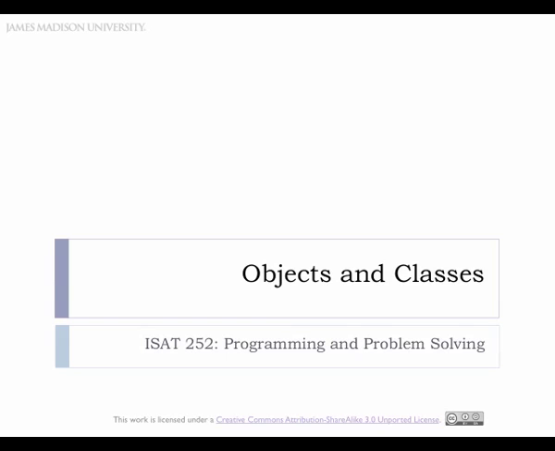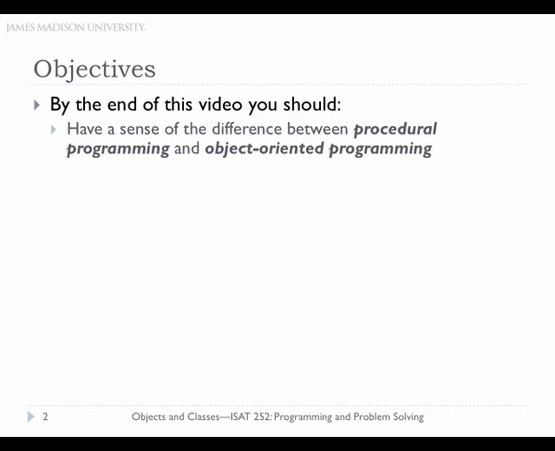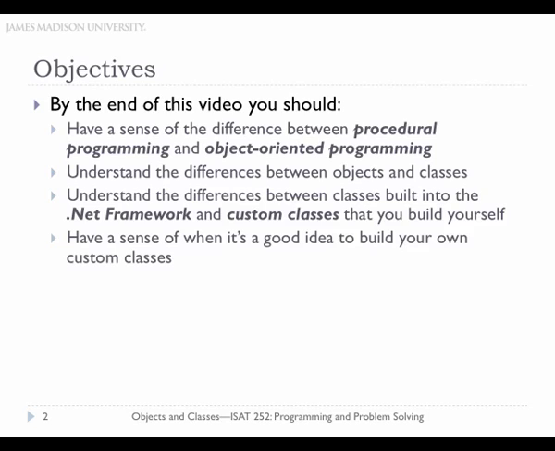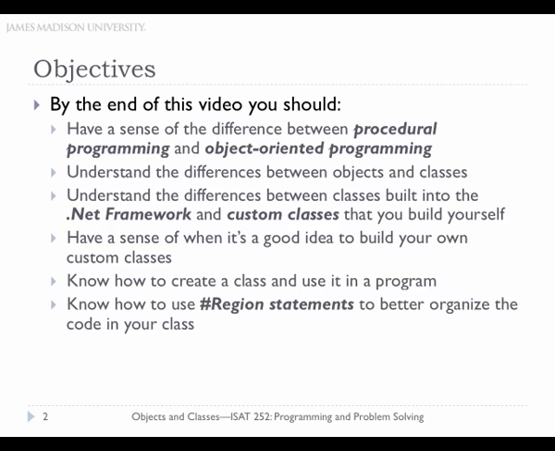Objects and classes. By the end of this video, you should have a sense of the difference between procedural programming and object-oriented programming. You should understand the differences between objects and classes, understand the differences between classes built into the .NET framework and custom classes that you build yourself, have a sense of when it's a good idea to build your own custom classes, know how to create a class and use it in a program, and you should know how to use region statements to better organize the code in your class.